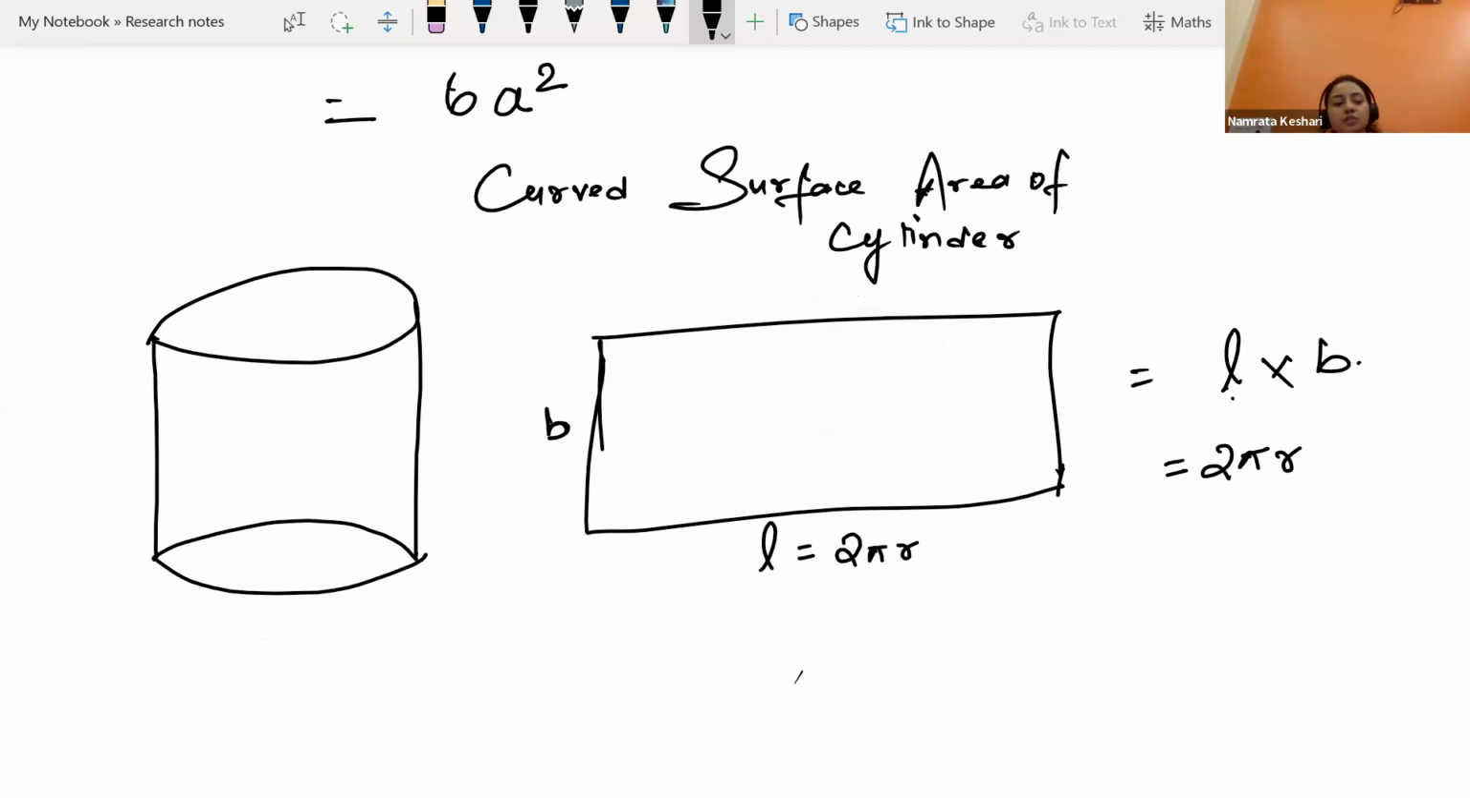The length is just becoming the circumference and the breadth is just creating the height of the cylinder. Can you see it? When you fold it, the breadth will become the height. So breadth will become height, and from here we are getting the curved surface area of the cylinder formula, that is 2 pi r h.